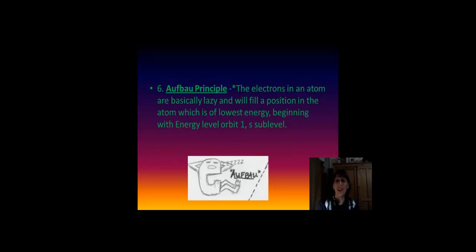Number 6 is the Aufbau principle. And this one says that electrons are basically lazy, and they're going to fill the position with the lowest possible energy output that they can. So before they go and fill out a really high energy orbit, they're going to fill in the lower energy orbits first. So the electrons in an atom are lazy, and they'll fill a position in the atom which is of the lowest energy level, beginning with energy level 1 and the s sublevel. And because of that, when we have our SPDF chart, it doesn't just go straight across 1s2, 2s2, and so on. You have to use the diagonal rule to fill it all up.